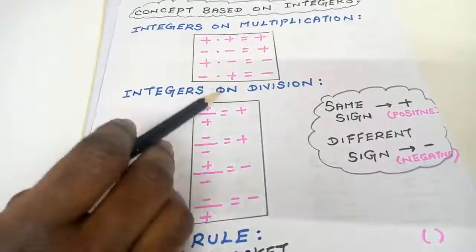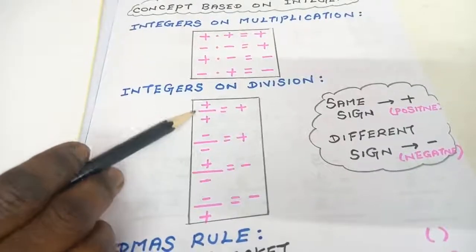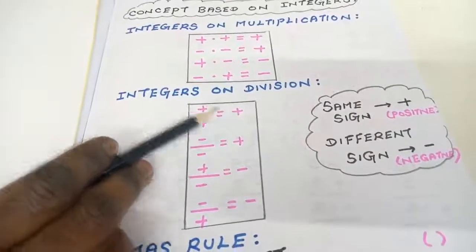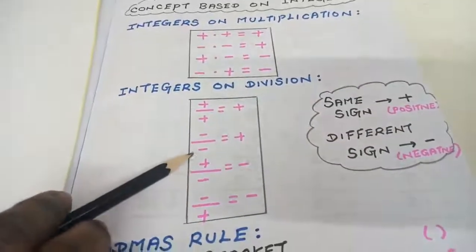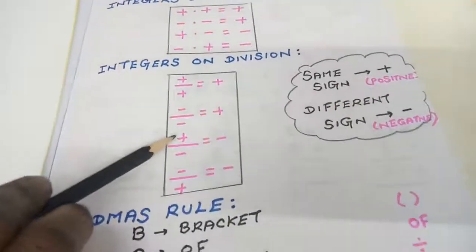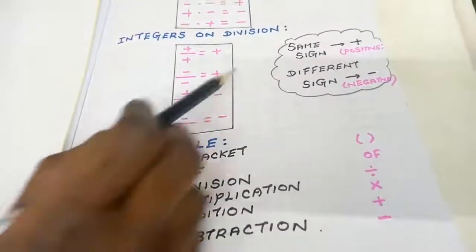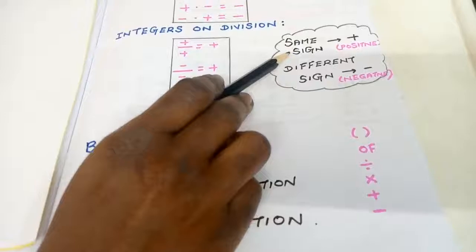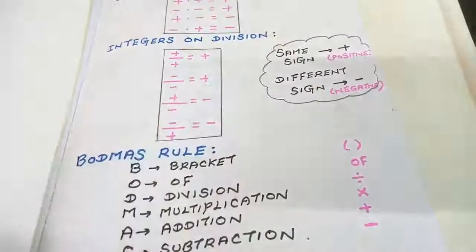Coming to integers on division. Division means if numerator and denominator sign is the same, it is positive, that is plus divided by plus is plus, minus divided by minus is plus, plus by minus is minus, and minus divided by plus is minus. If you get the same sign, it is positive; different sign, negative. Keep this in your mind.